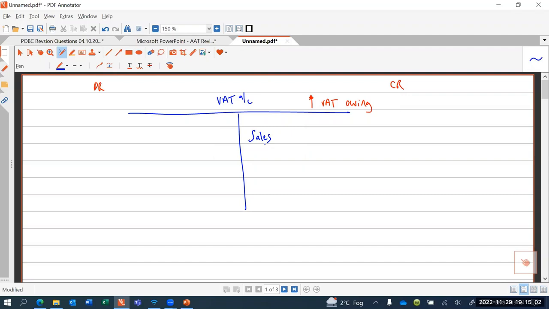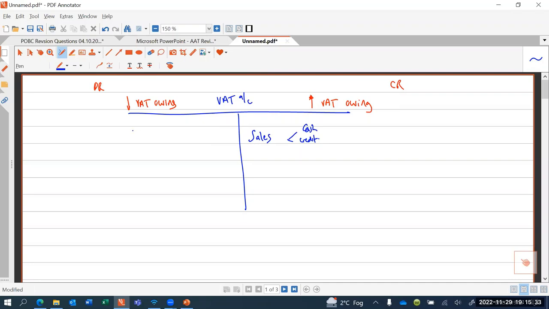So sales do increase the VAT that we owe. As I said, they could be both cash or credit sales. Now, this side of the account then, in some ways, is the opposite because this would decrease the VAT that's owing. This means that I am actually almost reclaiming VAT from revenue and customs. I'm asking for some VAT back. I'm saying this is going to reduce anything that I might owe having made those sales.